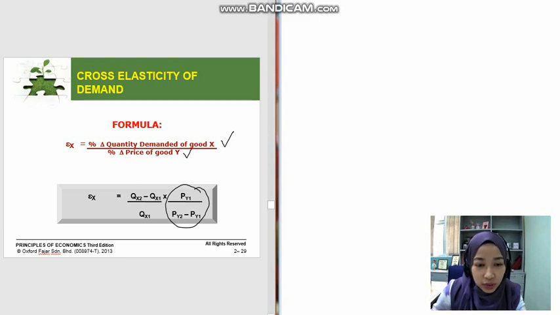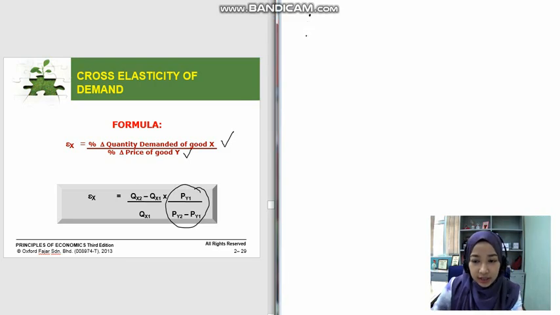So we have two products here, X and Y. Let's say you have two products, which are beef and chicken. Logically, beef and chicken are considered substitute products, meaning if you cannot eat beef, you have chicken as the other option. So how can we tell whether they are substitute or not? We can tell using the calculation of elasticity here.